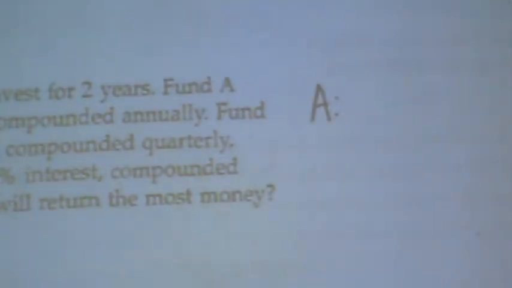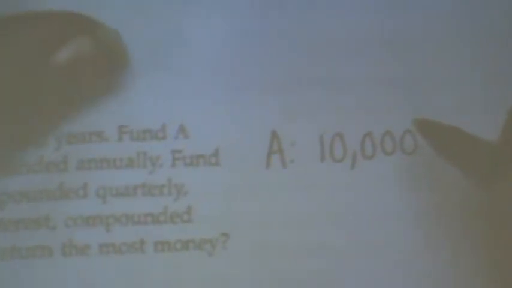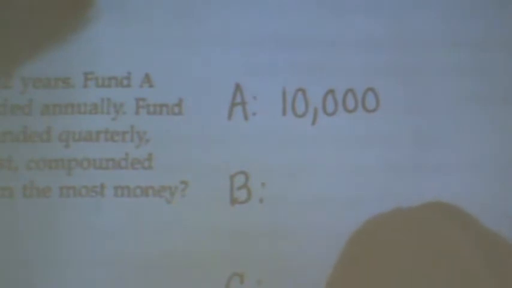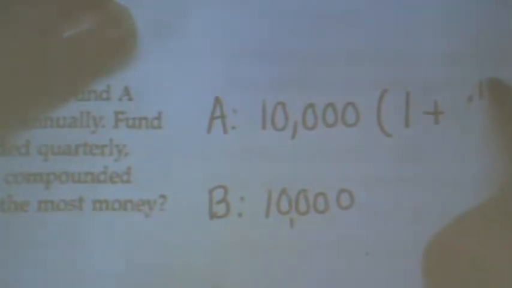Everybody, you can work with your elbow partner. So are we solving for A all 3 times? Yeah. You're going to do A, you're going to do B, and you're going to do C. All of them are $10,000. The first one is compounded annually, and we're doing 2 years for all of them.